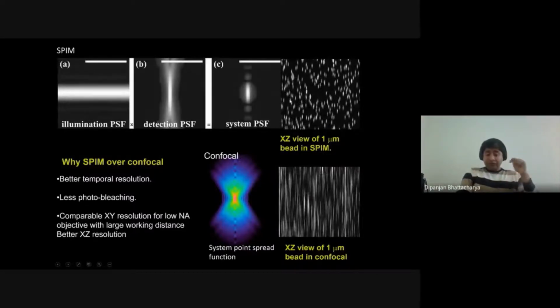Compared to confocal, light sheet gives one advantage, that is the beam width, because your illuminated point spread function is narrow. Although the detection point spread function is much more elongated, your effective point spread function is much more isotropic, whereas in confocal your excitation and detection both have a similar profile. If you see the XZ profile in confocal for this kind of low numerical aperture objective, with a 1 micron bead, you get very poor contrast in Z resolution, whereas you get much better contrast and much better resolution in the XZ profile in light sheet based microscopy.